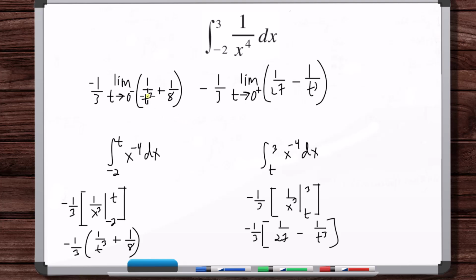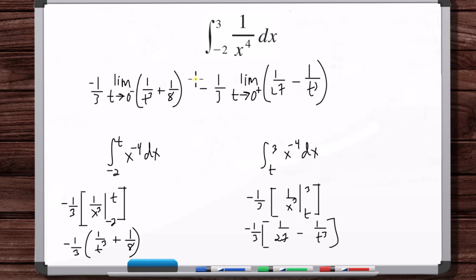Okay. So as t approaches 0 from the left, this is going to negative infinity. All right, so we've got negative infinity times minus 1/3, that's positive infinity. Positive infinity minus 1/3, so this goes to infinity. And then this is going to infinity. So you've got, yeah, this is just going to diverge.